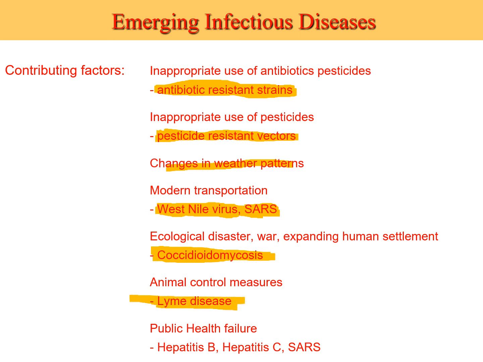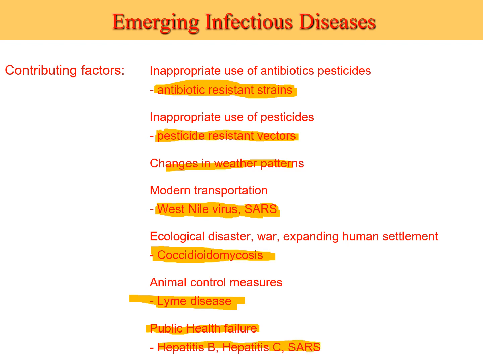Animal control measures, if they fail, can have an effect: increasing incidence of deer has caused an increase in Lyme disease. And then there's simply, sadly and totally avoidably, public health failure. And that includes all of these things.